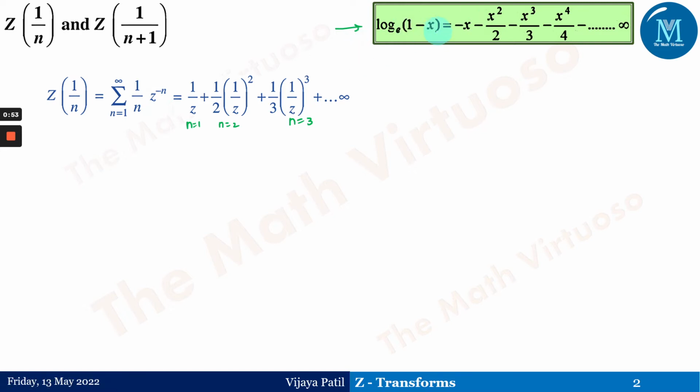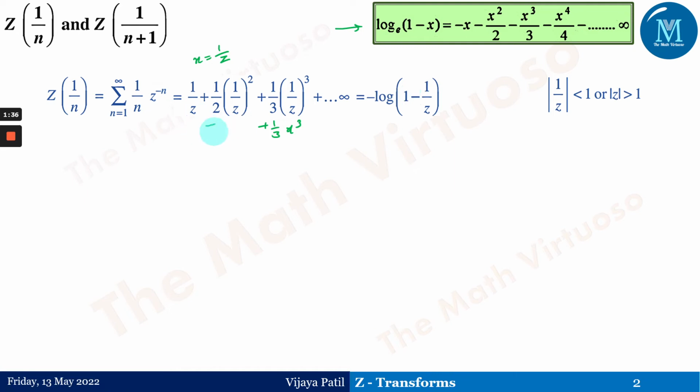So log of 1 minus x comes out to be minus x, minus x square by 2, minus x cube upon 3, and so on. But in this particular case, all of the terms are positive. And what is the value of x in this case? x in this case is 1 upon z. So it is nothing but x plus 1 by 2 times x square plus 1 by 3 times x cube and so on. This is nothing but the negative sign, so taking the negative sign, we can write this term as minus log of 1 minus 1 by z.